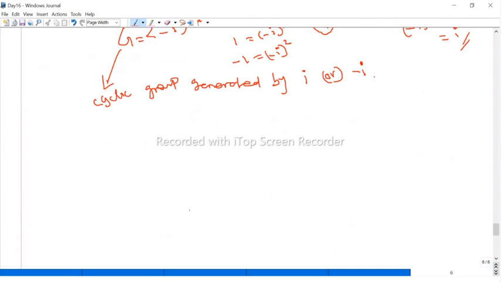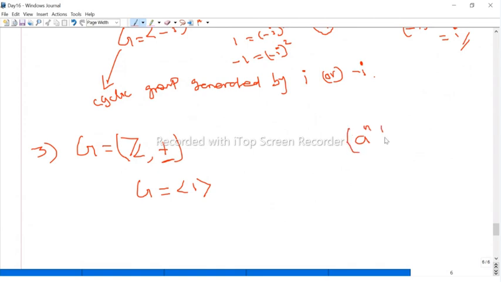So the next one is the infinite cyclic group. If we take our group G as the set of all integers with respect to the usual addition, here I am saying that this G, or Z, is generated by a single element. Here the operation is addition, so by the definition, G is the set of all a^n such that n is in Z.